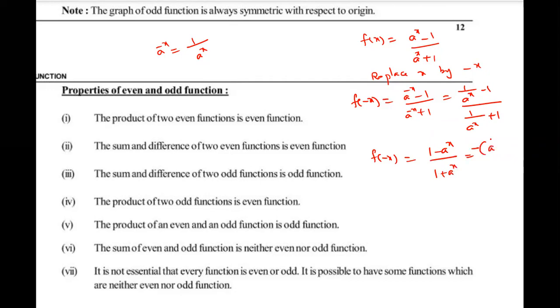Take minus as a common factor. What is this? So f is what? Odd function. This is a beautiful example. Please write on.